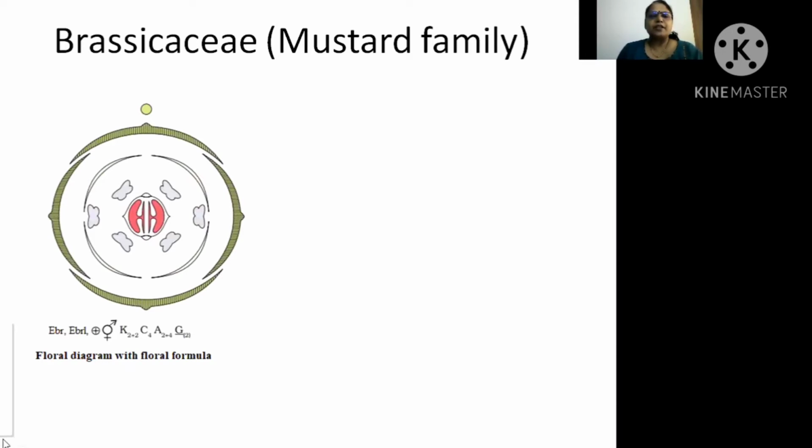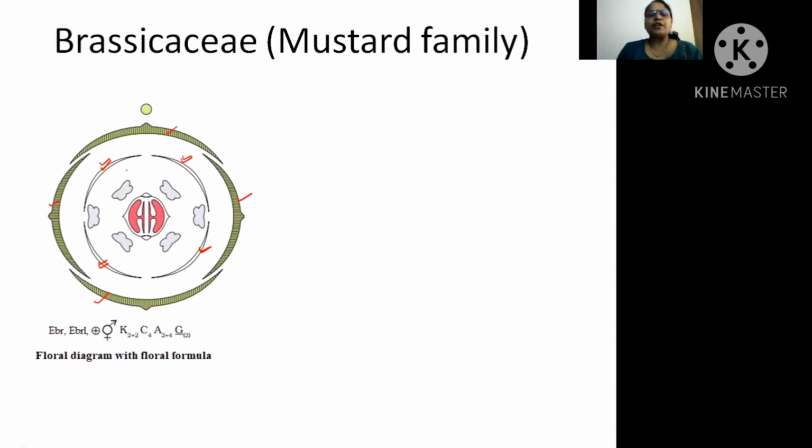If you see the diagram carefully, you will find these are the sepals present. These are four sepals. And these are the four petals, one, two, three, four petals. If you see carefully in the diagram, the petals are making a cross-shaped structure. So this is known as cruciform corolla.